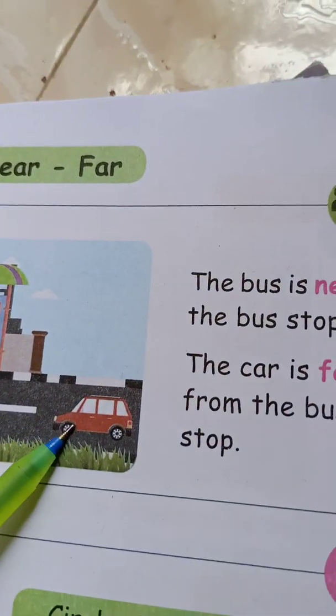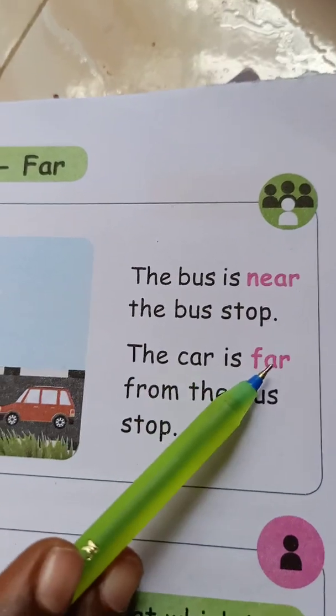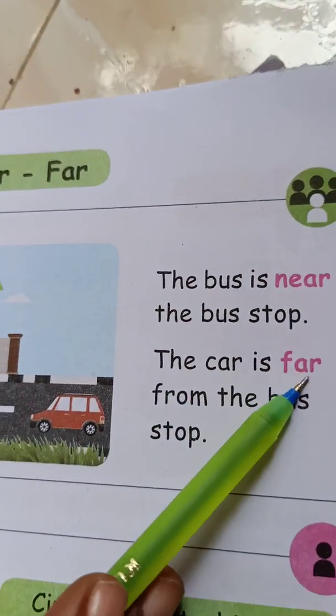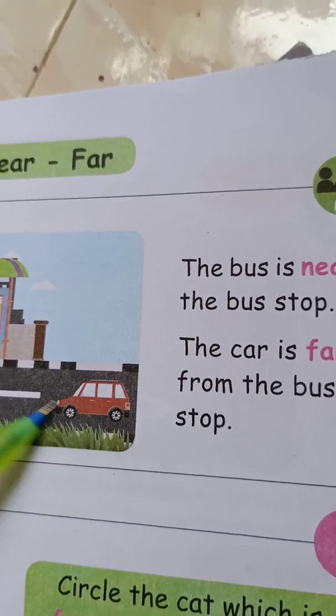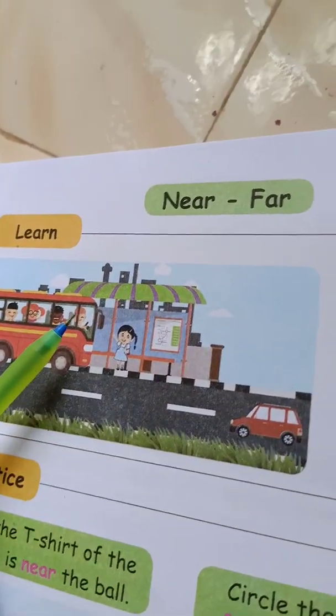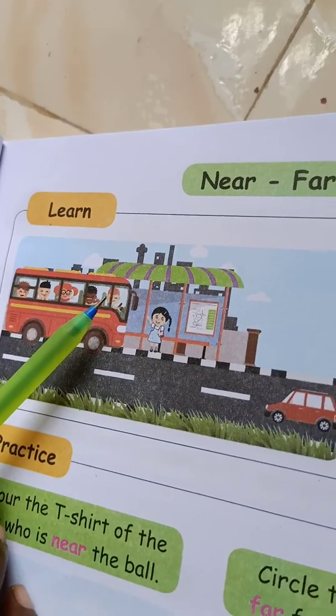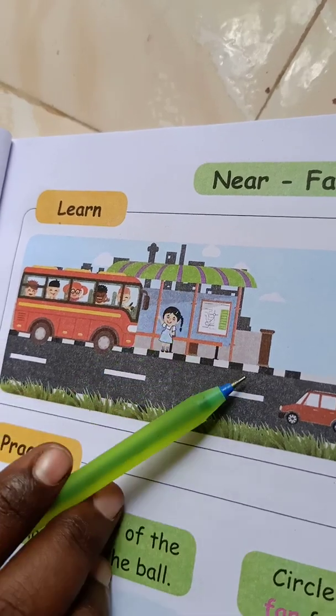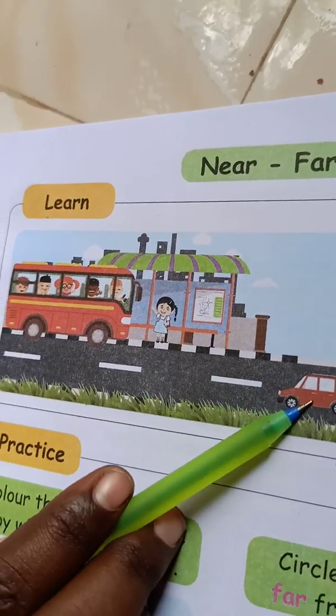And where is the car? The car is far from the bus stop. Can you see the difference between near and far? The bus is near the bus stop and the car is far from the bus stop.